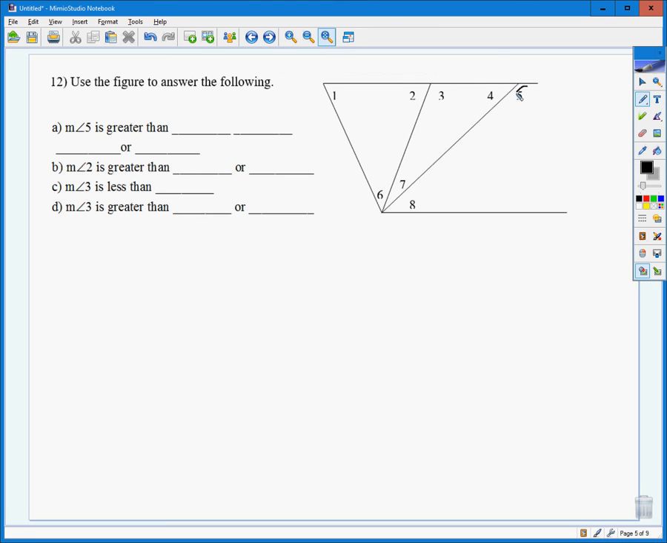Angle 5 is an exterior angle. It's an exterior angle of this small triangle. It's also an exterior angle of this larger triangle. It would be greater than any of its remote interior angles. So it's greater than 3. It's greater than 7. It's greater than angle 1. But it would also be greater than this whole thing, so it's obviously greater than 6.